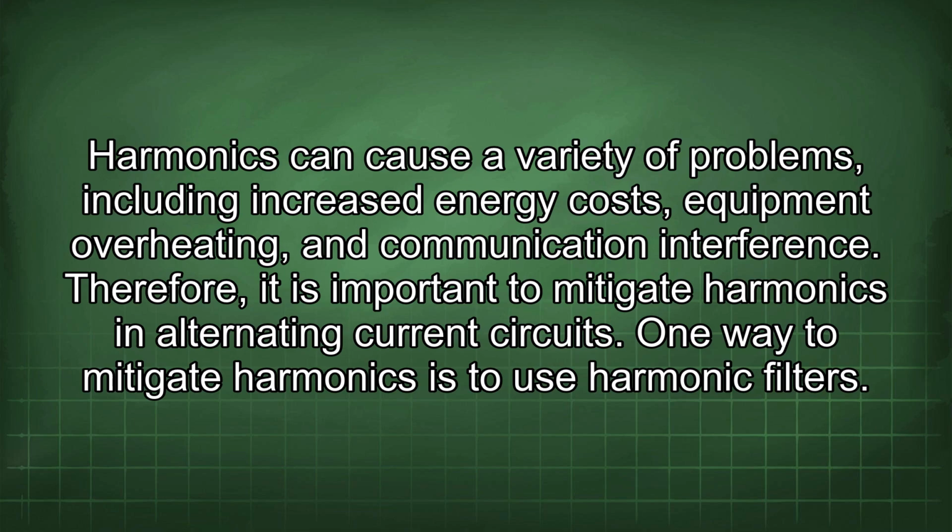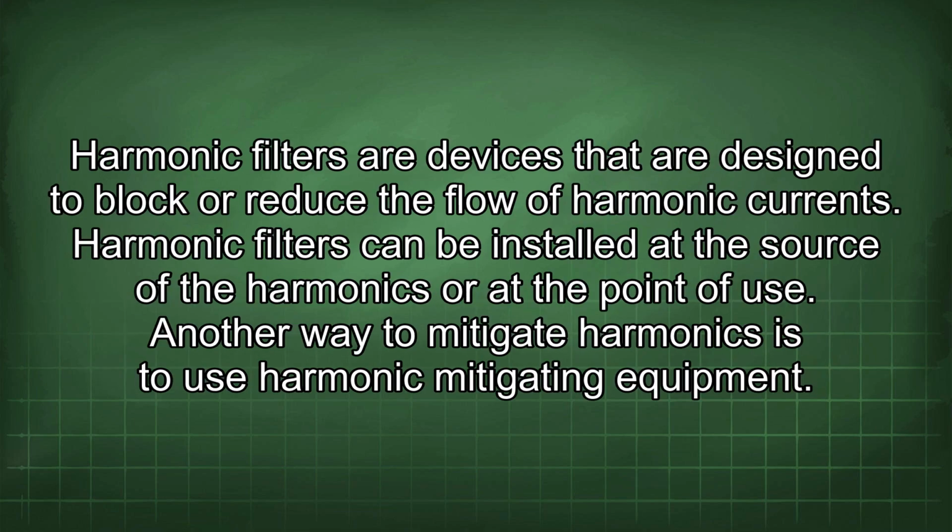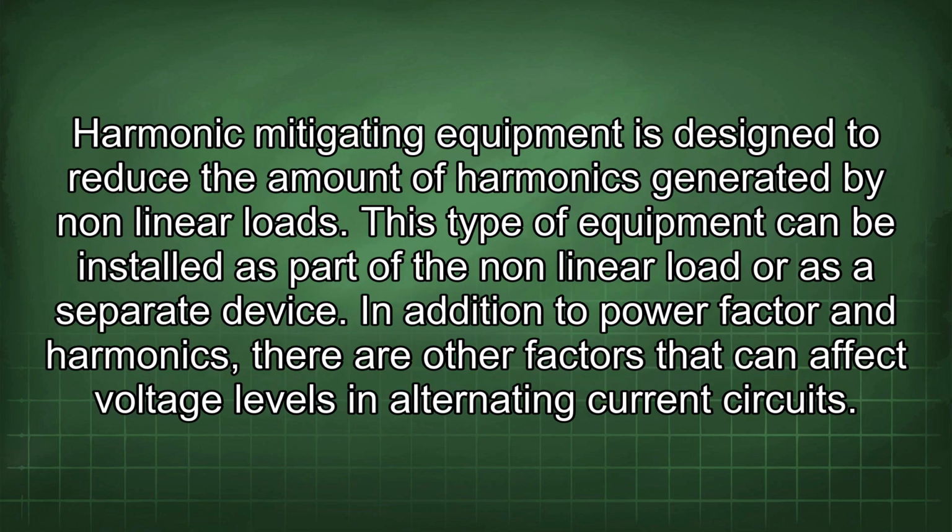One way to mitigate harmonics is to use harmonic filters. Harmonic filters are devices that are designed to block or reduce the flow of harmonic currents. Harmonic filters can be installed at the source of the harmonics or at the point of use. Another way to mitigate harmonics is to use harmonic mitigating equipment. Harmonic mitigating equipment is designed to reduce the amount of harmonics generated by nonlinear loads. This type of equipment can be installed as part of the nonlinear load or as a separate device.